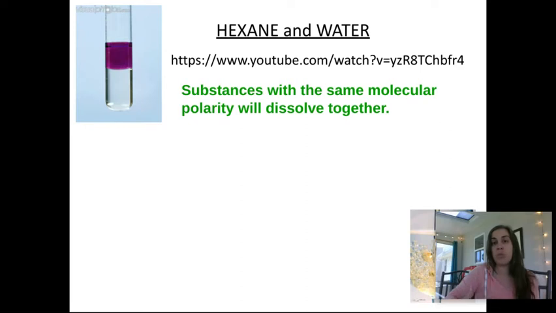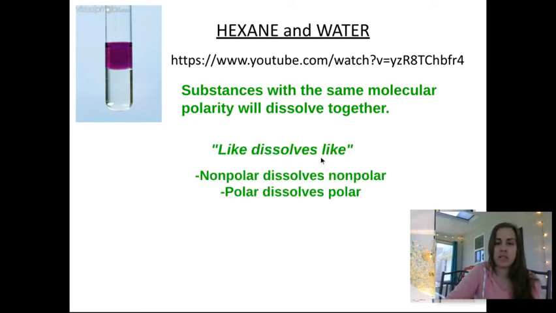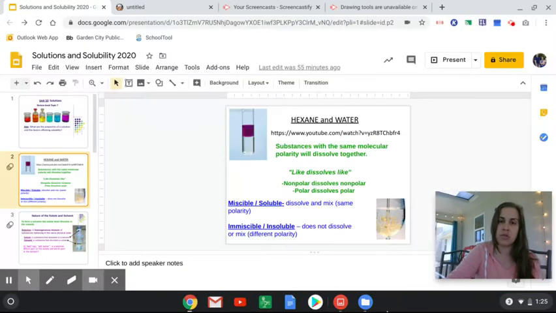When they're different, they won't dissolve. When they are the same, they will dissolve. So nonpolar substances dissolve nonpolar substances, and polar dissolves polar. We call this like dissolves like. So I want to show you the demonstration with the food coloring that I recorded earlier today.